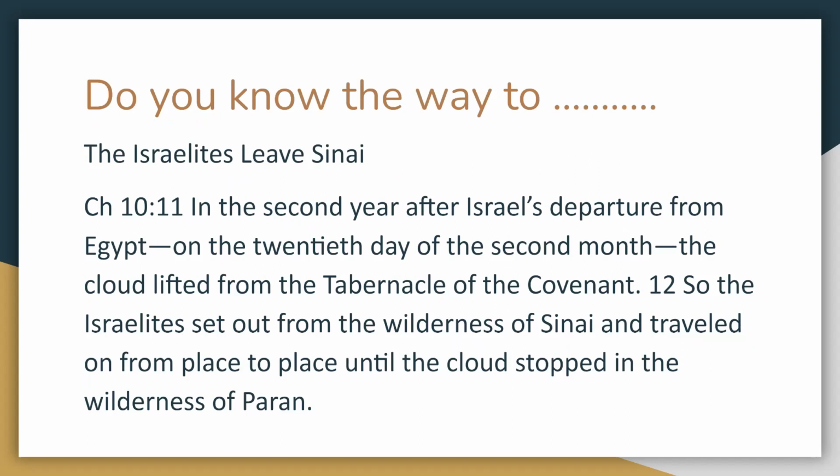The Israelites then leave Sinai in chapter 10, the second year after Israel's departure from Egypt. On the 20th day of the second month, the cloud lifted from the tabernacle of the covenant. So the Israelites set out from the wilderness of Sinai and traveled on from place to place until the cloud stopped in the wilderness of Paran. So now they are on the move. They are on the way to the promised land.